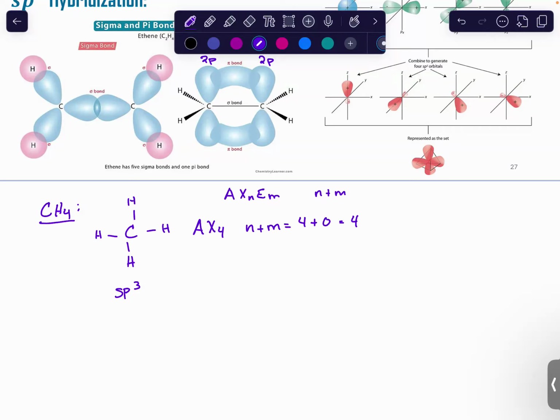Now, n plus m equals 4 gives you an electron geometry of tetrahedral. We have no lone pairs on the central atom, so the molecular geometry will also be tetrahedral. Once we start getting lone pairs on the central atom, the electron geometry and molecular geometry will not match. Okay, so now we know this is sp3 hybridized. Let's talk about how that happens.